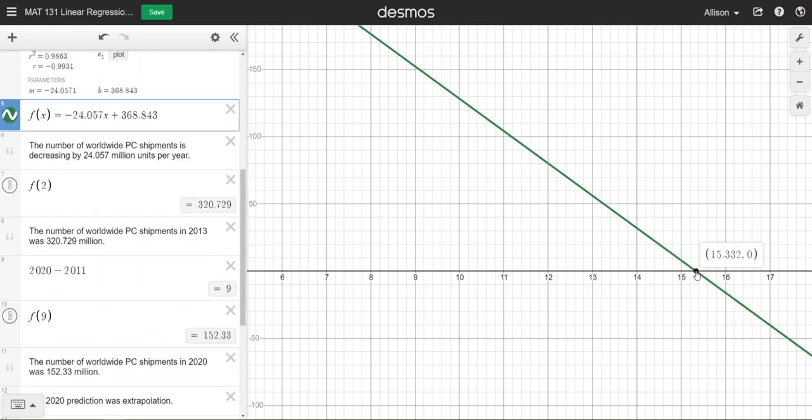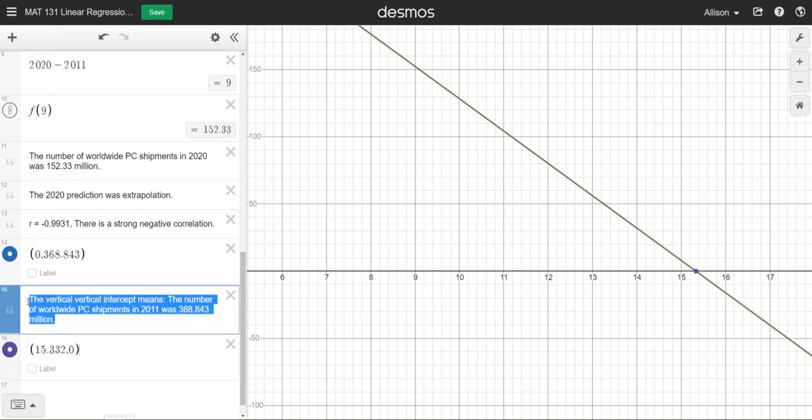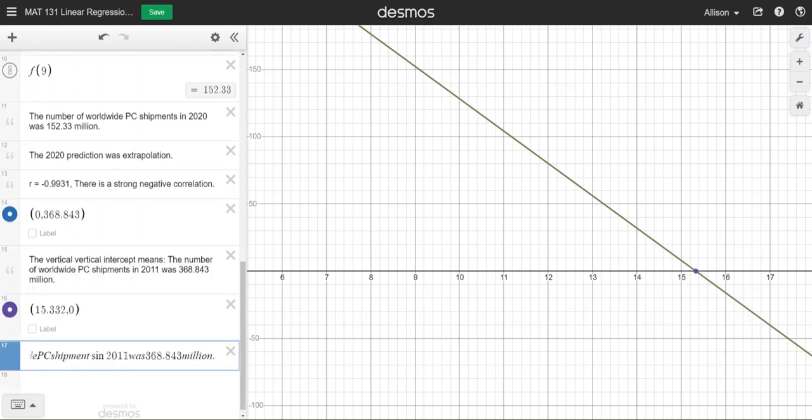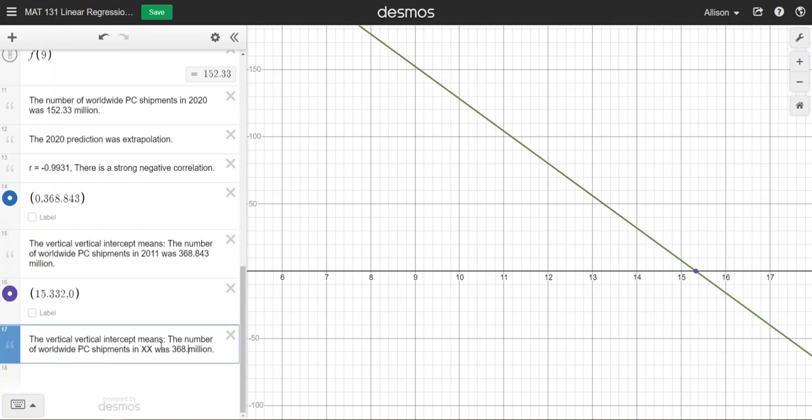Then we're going to go to the horizontal intercept. So I'm going to draft that ordered pair 15.332, 0. And that's way down here. And so we want to, again, explain what that means. So I'm going to copy my sentence in a note and then explain its meaning. So I need to know what the year was and what the number of shipments was. So I'm going to put some space in here and put those numbers in a second.